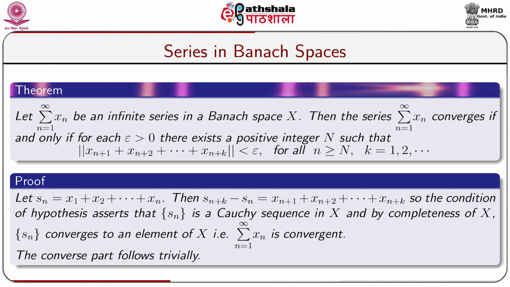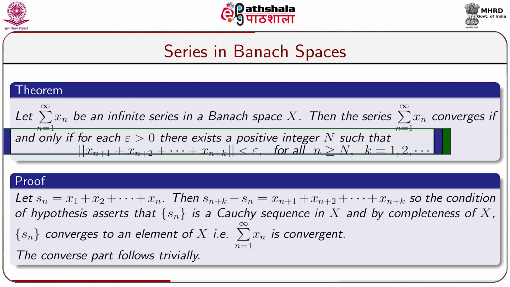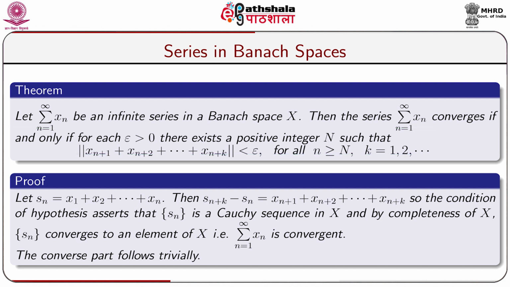Now, let us take a theorem. Let sigma n equal to 1 to infinity xn be an infinite series in a Banach space capital X. Then the series sigma n equal to 1 to infinity xn converges if and only if for each epsilon greater than 0, there exists a positive integer capital N such that norm of xn plus 1 plus xn plus 2 plus dot dot dot plus xn plus k is strictly less than epsilon for all n greater or equals to capital N and k equal to 1, 2 and so on.